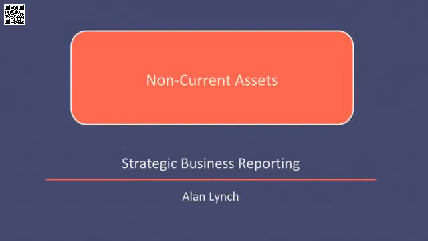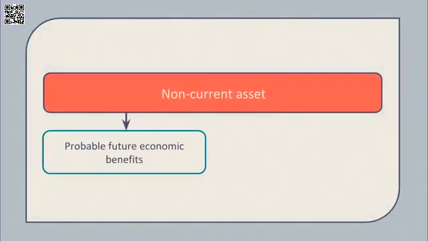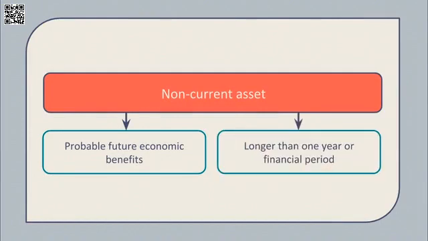Hello, in this section we're going to look at non-current assets and good corporate reporting. A non-current asset is one where the organisation will probably receive future economic benefits from the asset over a long period of time. When we use the term non-current, we're referring to something here as an asset that will last longer than 1 year or one financial period.